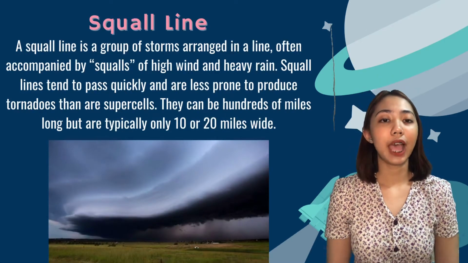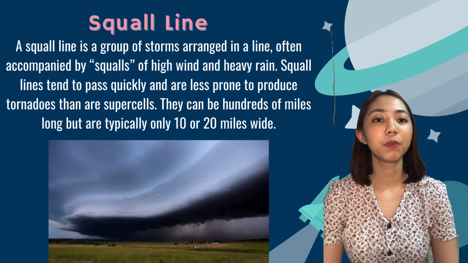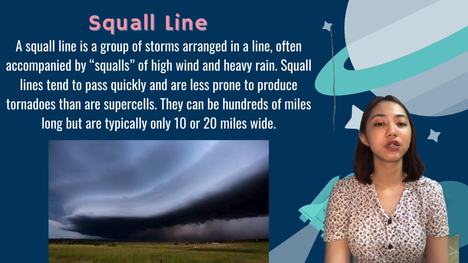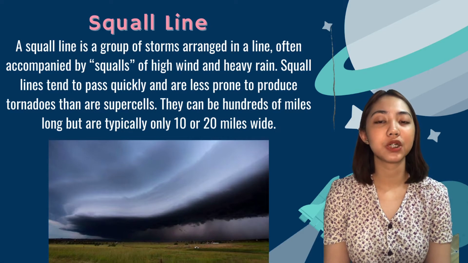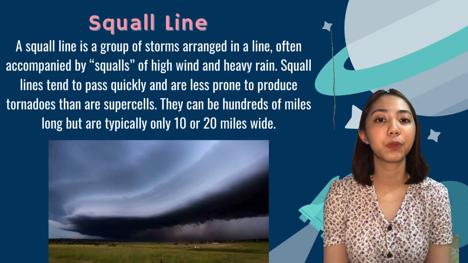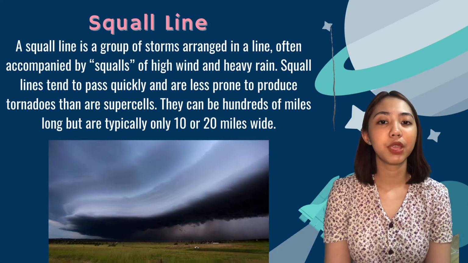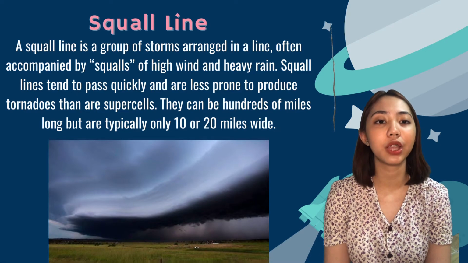The third type of thunderstorm is called the squall line. It is a group of storms arranged in a line, often accompanied by squalls of high wind and heavy rain. Squall lines tend to pass quickly and are less prone to produce tornadoes than are supercells. They can be hundreds of miles long but are typically only 10 or 20 miles wide.